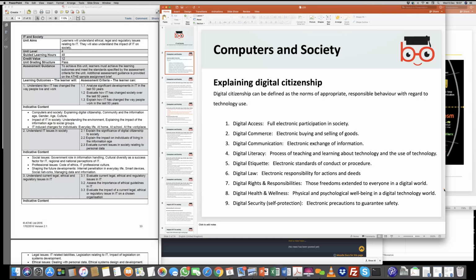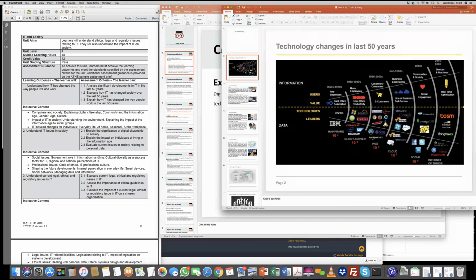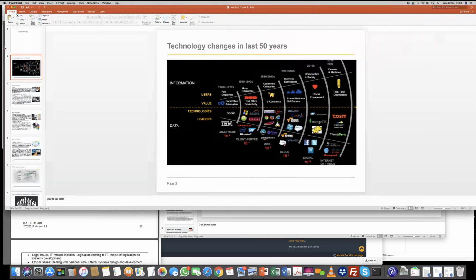Okay. Now, when we look at the changes which have happened in the last, say, 20, 30 years when we look at technology in general, can you think of a few changes which have happened?